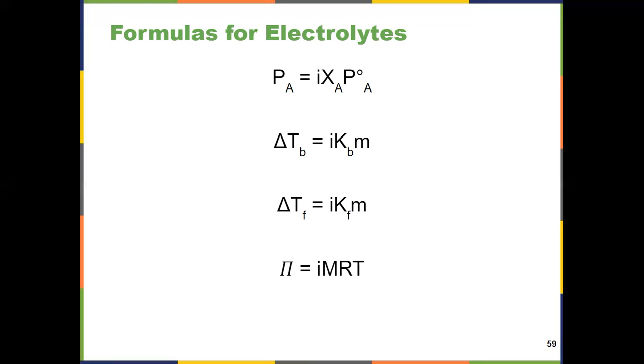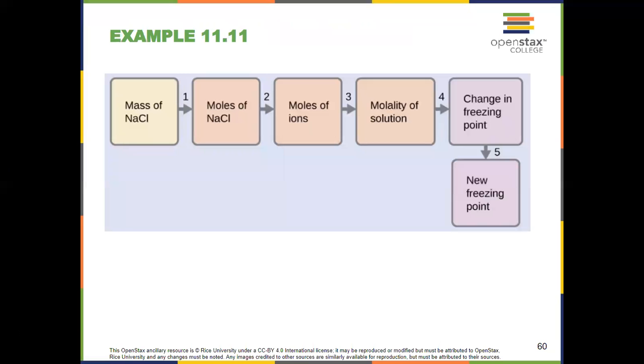Or if you see a problem that states you have an ideal solution, that means you don't have to worry about the Van Hoff factor. But if you have an electrolyte, you do. That gives you a new scheme for solving problems. You have to calculate moles of ions in the Van Hoff factor. That will get multiplied by your molality and, in this example, freezing point.